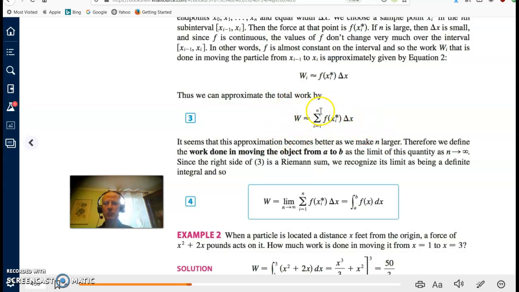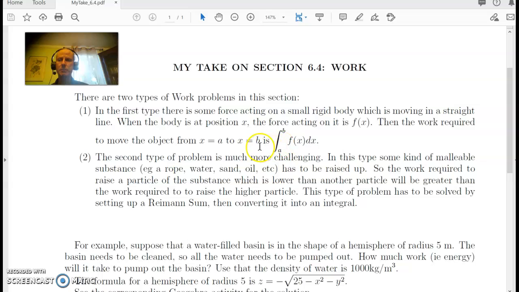When you add all those up, it's going to be the sum from i equals 1 to n of f of xi star times delta x. And in yet another beautiful application of the fundamental theorem of calculus, the work will exactly be the limit as n goes to infinity of the sum from i equals 1 to n of f of xi star delta x, which is equal to the definite integral from a to b of f of x dx, which we can find with antiderivatives. So solving this first type of problem tends to be fairly simple. All you have to do is figure out what a and b are and what the force function is, and you go ahead and integrate.